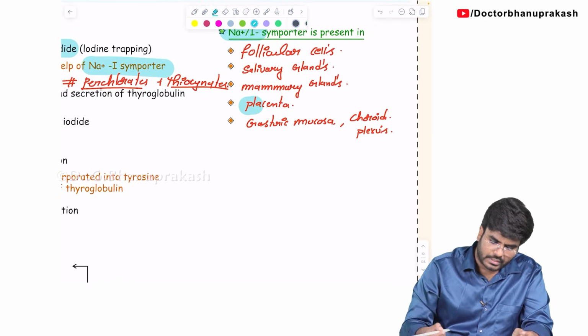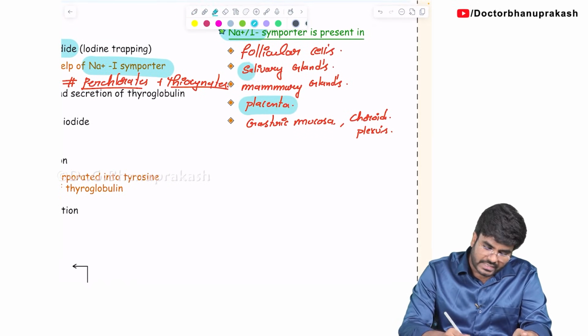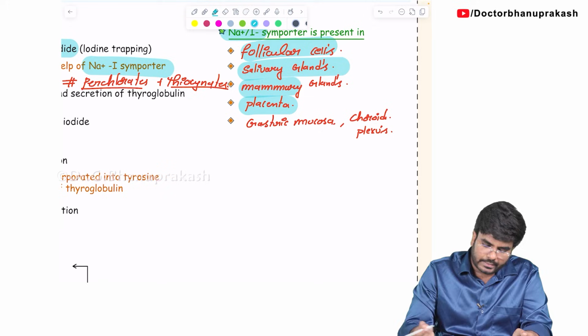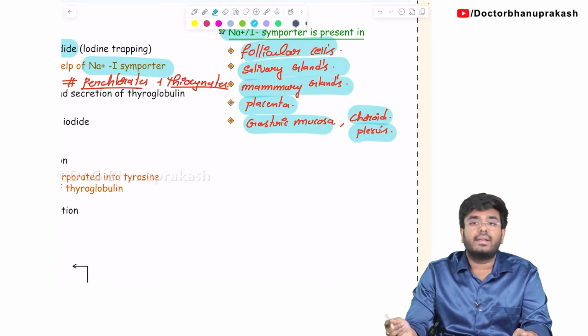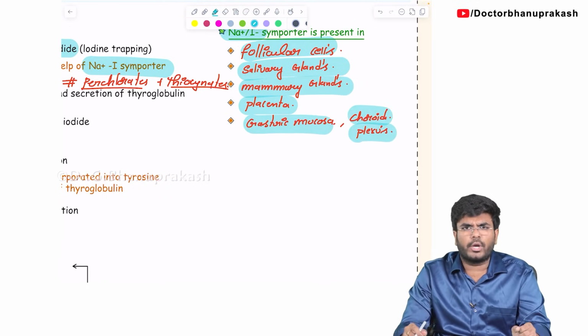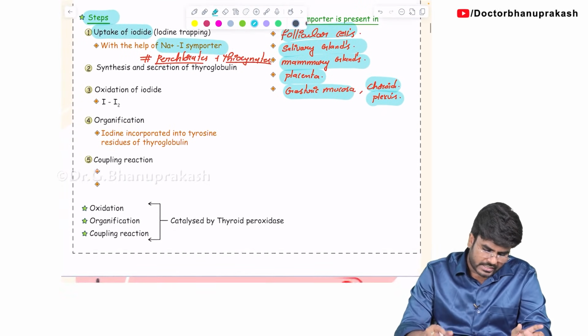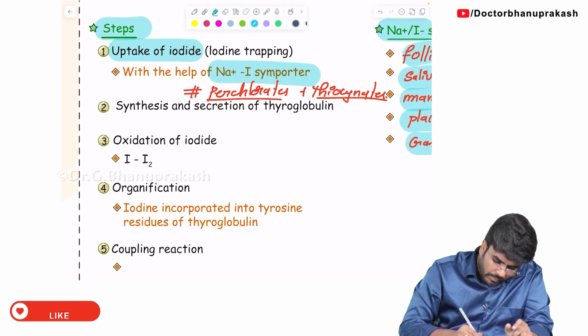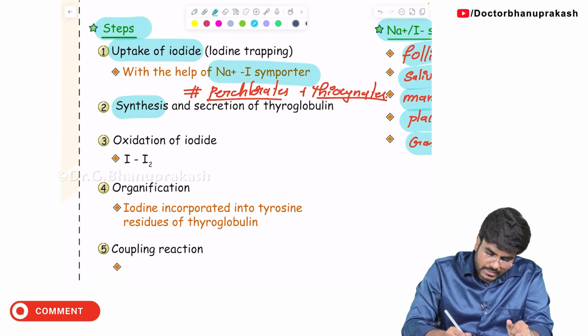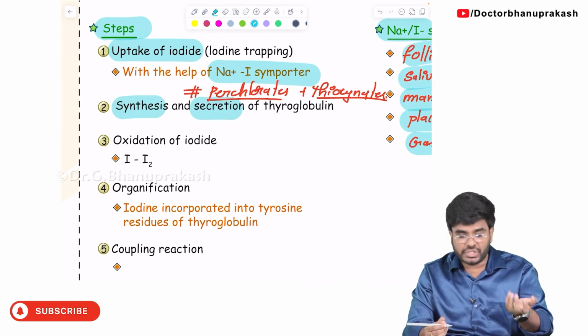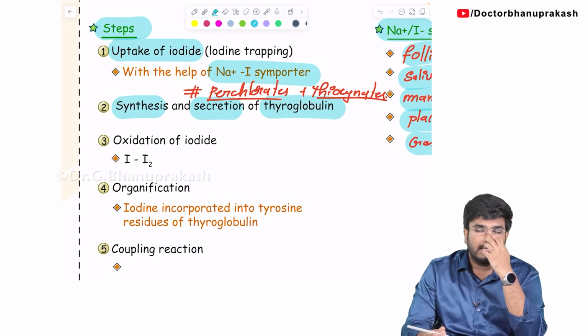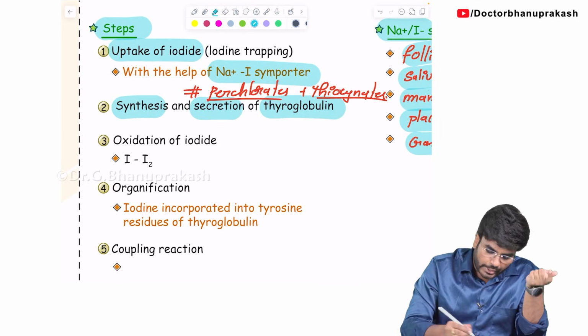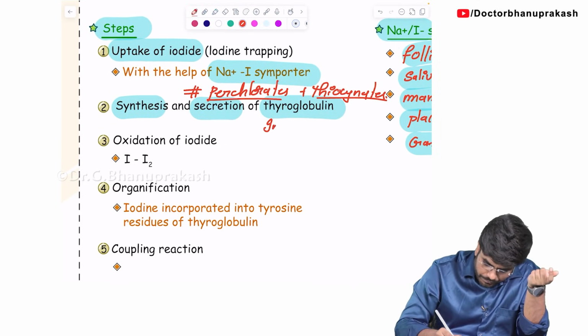Placenta was recently tested. So the sodium iodide symporter is not only present on the salivary glands, follicular cells and mammary glands, it's also present in different areas of the body. Okay, you have to learn this by heart. Next, iodine completed. What about the next step? It's synthesis and secretion. Synthesis means production, and secretion of thyroglobulin, our heroine. So it's the production and secretion of thyroglobulin into where? Into colloid.